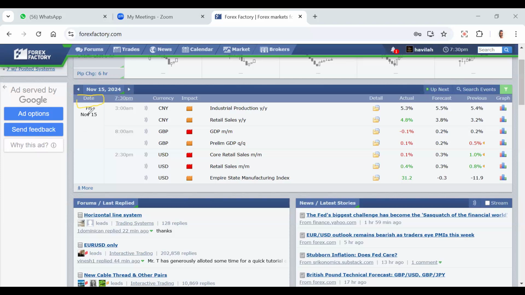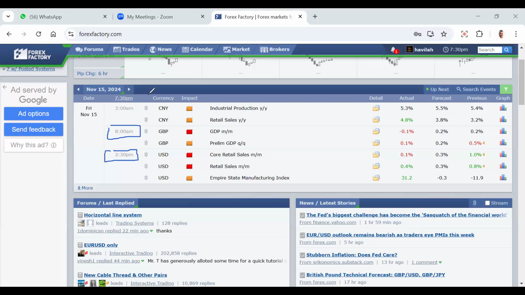Under the date section, you can see Friday. So the day that the data is going to be released comes under the date section. This data is for Friday, so everything we're seeing here was for Friday last week. You can see the time also, the specific time that each of those news events was to be released. You'll find it right here. So for Friday, November 15, 3 a.m., there was a data for this currency, CNY. There was another data for 8 o'clock for the British pound, another data by 2:30 p.m. for the United States dollar.